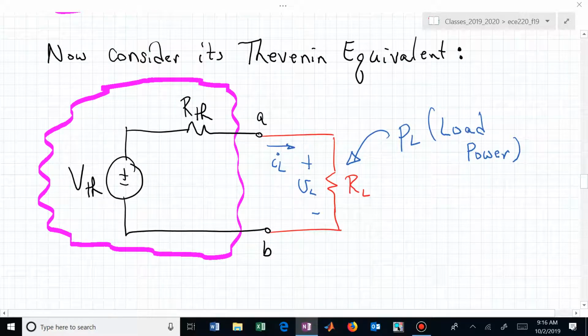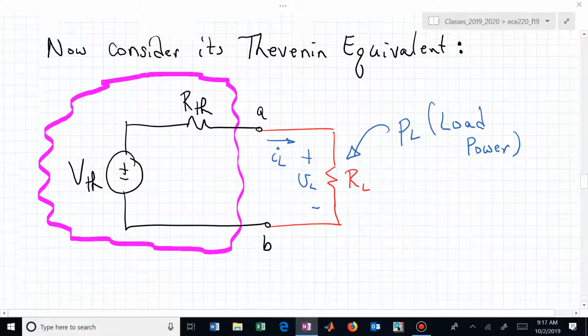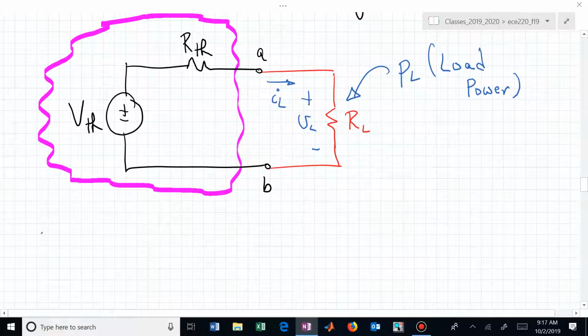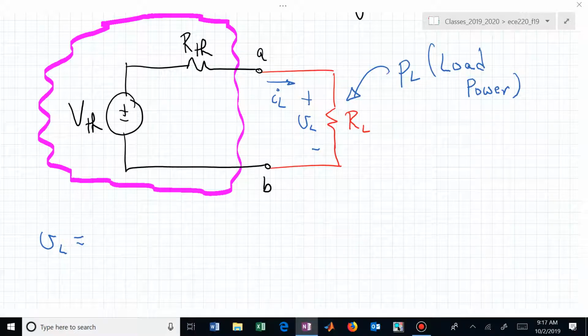Let's go through the analysis, or the steps that we would need to work through, in order to find out what value we want to set for R sub L in order for R sub L to receive the maximum amount of power. And we know all of the pieces. We know the parts. What's V sub L? In terms of what you see here in the diagram, can you write down a formula for V sub L?